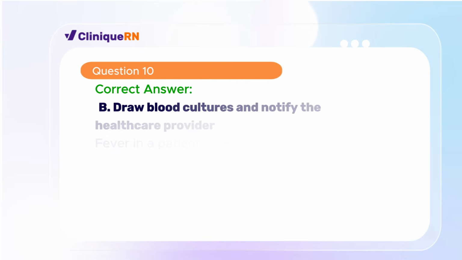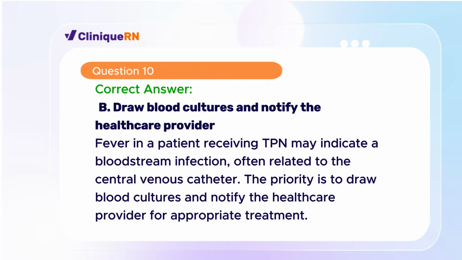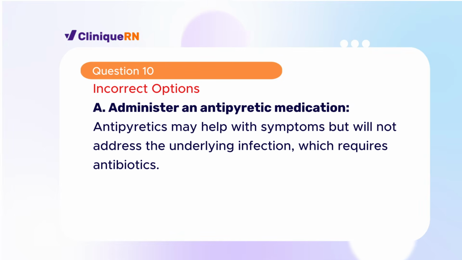The correct answer is B. Draw blood cultures and notify the healthcare provider. Rationale for correct answer. Fever in a patient receiving TPN may indicate a bloodstream infection, often related to the central venous catheter. The priority is to draw blood cultures and notify the healthcare provider for appropriate treatment. Rationale for incorrect answers. A. Administer an antipyretic medication. Antipyretics may help with symptoms but will not address the underlying infection, which requires antibiotics.